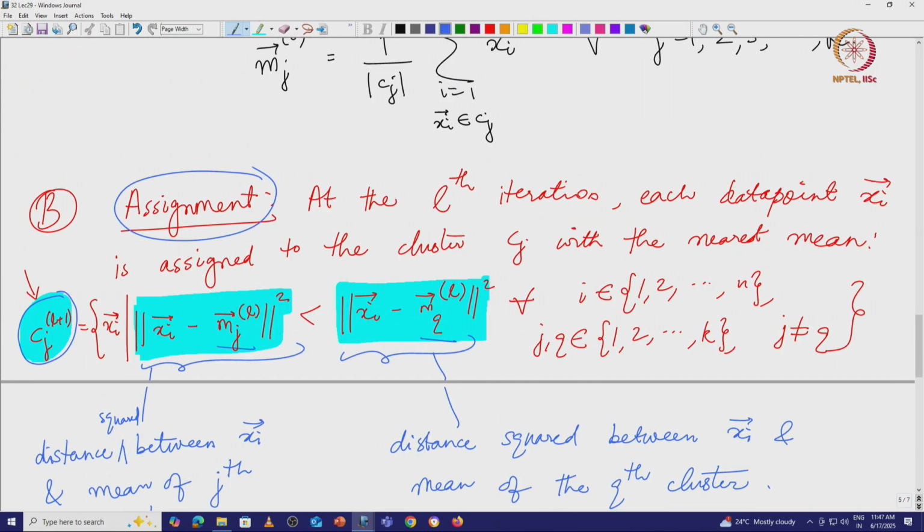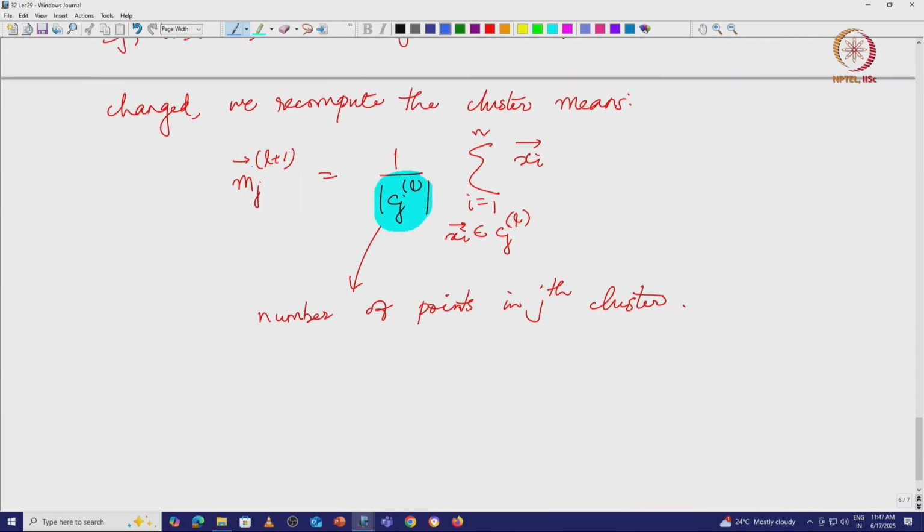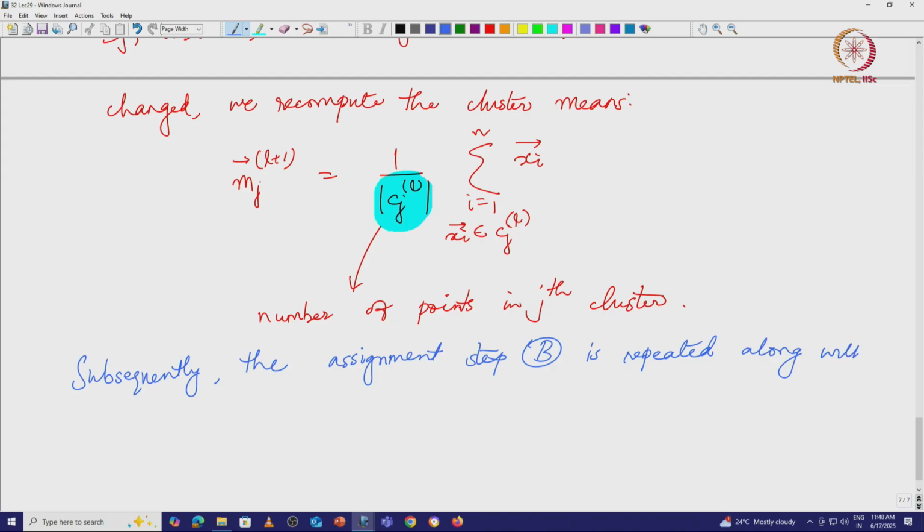You again do the assignment and then you keep on repeating this procedure till convergence is achieved. So, subsequently the assignment step, which is step P, is repeated along with step C, till convergence is achieved.